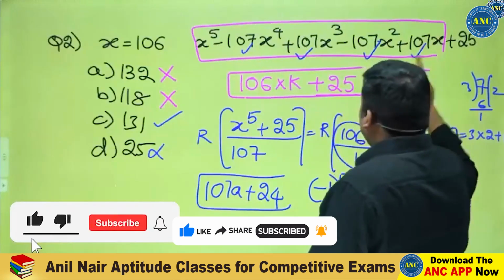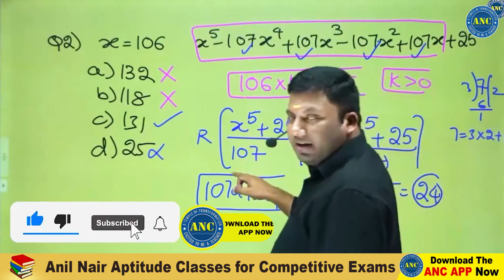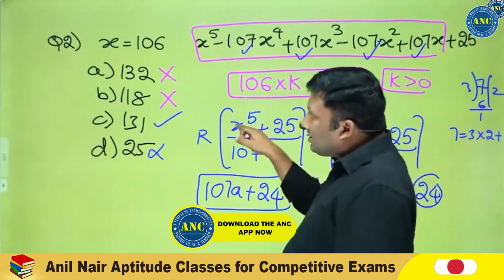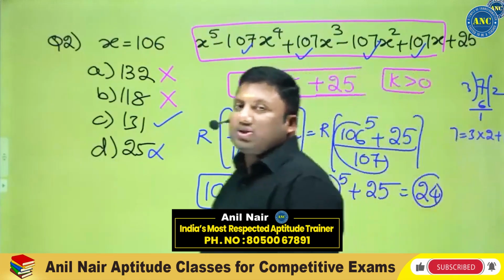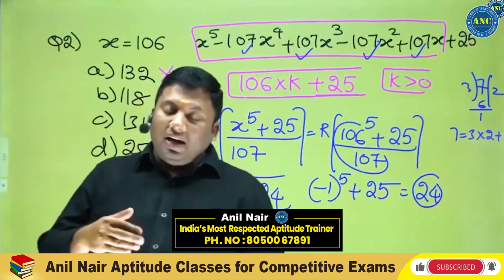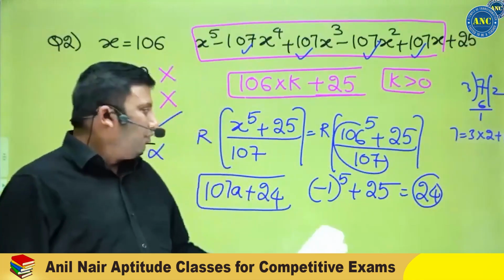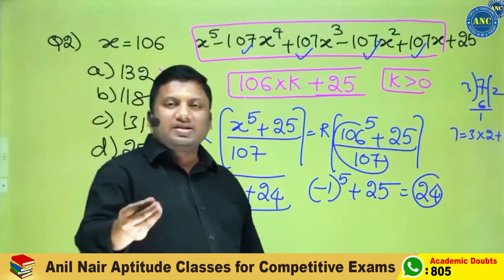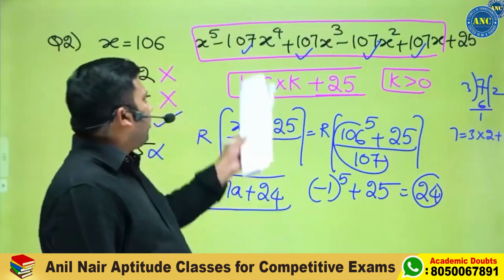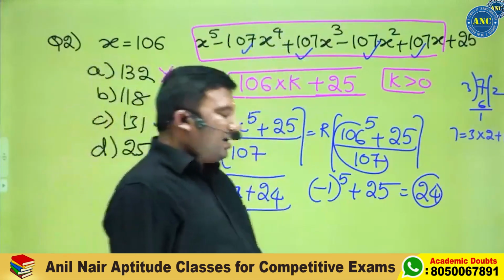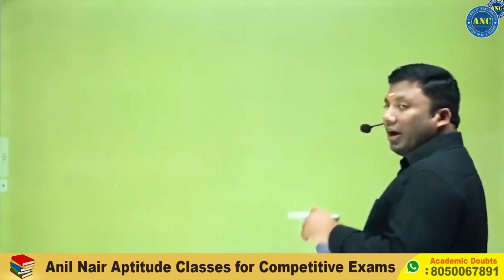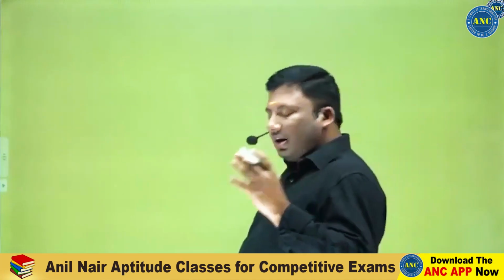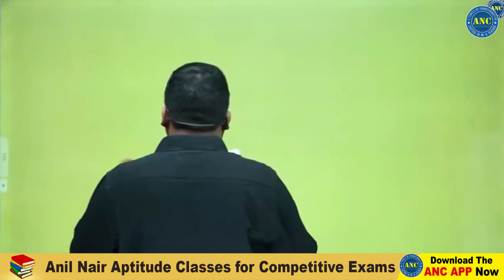X power 5 plus 25 divided by 107. X is 106, 107 ones are 107, so minus 1 power odd is minus 1. Minus 1 plus 25 is 24. Answer when divided by 107, remainder should be 24. You don't need to write 107 as x plus 1 and do a complicated calculation. I hope these two logics are clear. Now see the magic that is getting unfolded.